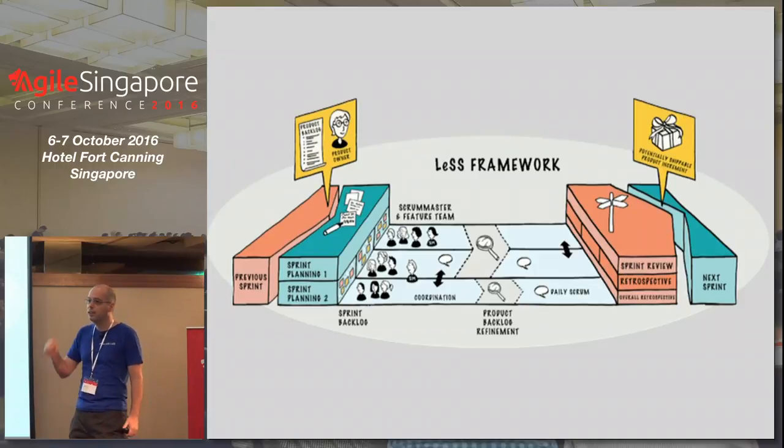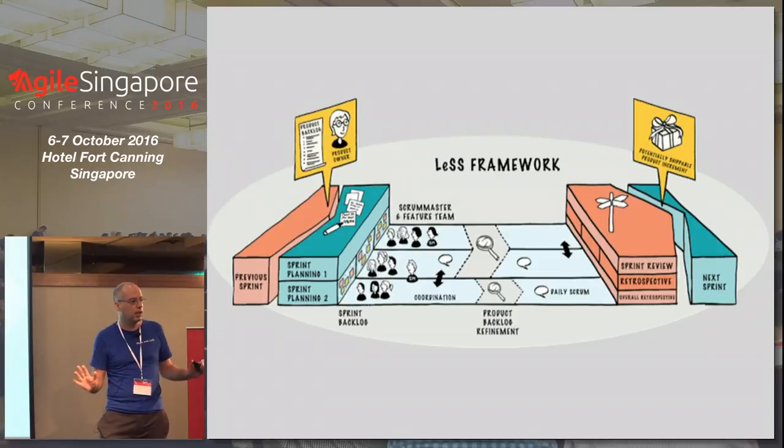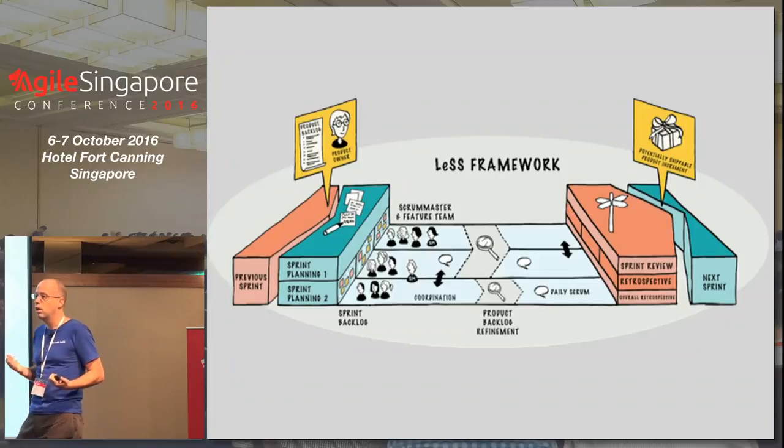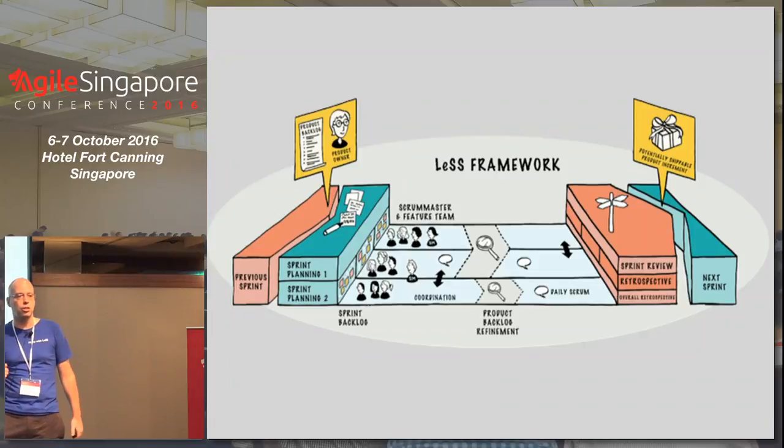So in LeSS, there's only one product owner and only one product backlog, no matter how many teams. We do not want teams having their own product owner and their own product backlog. We consider that a horrible mistake.